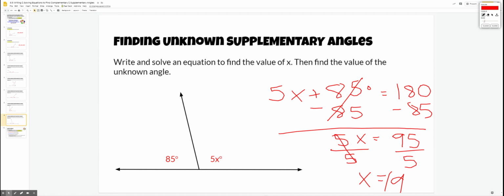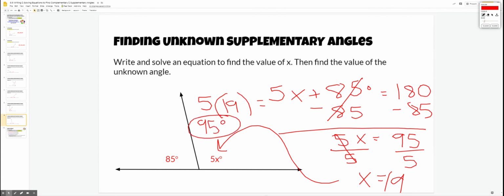All right, so now I want you to go ahead and use your x value, plug it in to find the value of this missing angle. Okay, so we substitute in 19 for x, so we have 5 times 19. 5 times 19 is going to give us a total of 95 degrees. All right, nice job with those.